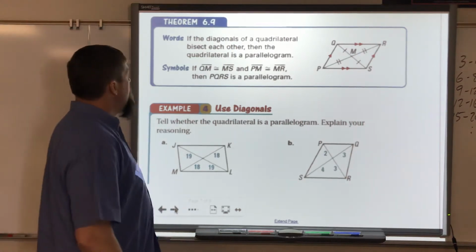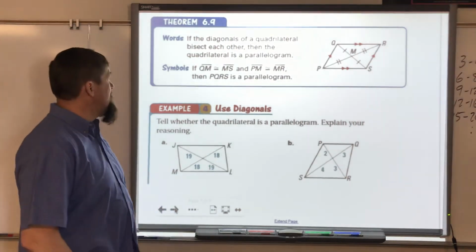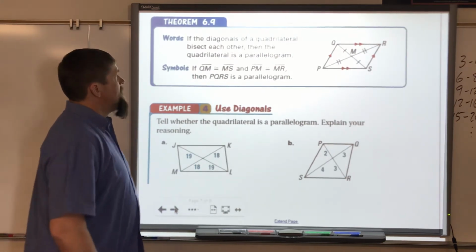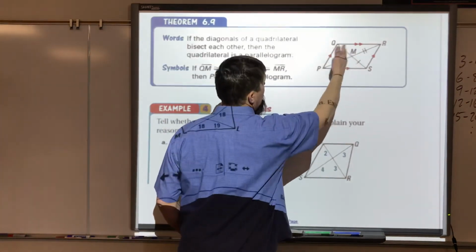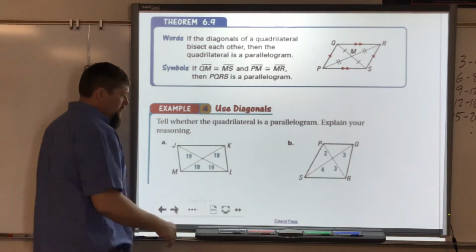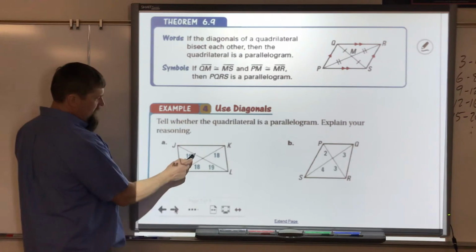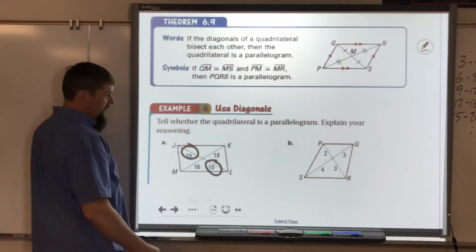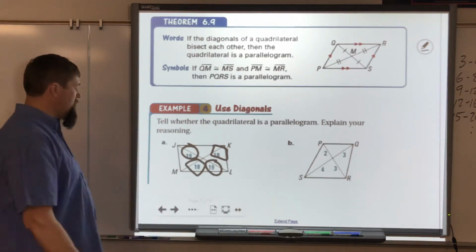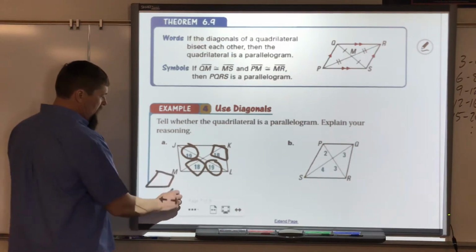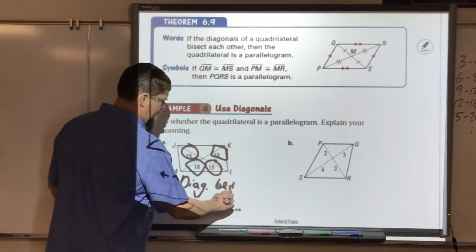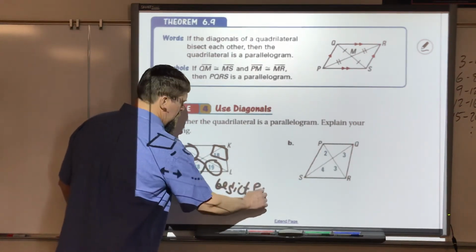The last one, I believe, is the diagonals of a quadrilateral bisect each other. Then the quadrilateral is a parallelogram. Okay, so here it basically says that if you have diagonals that are split up in two by each other, then it is a parallelogram. So when we look at this one here, 19 and 19 are the same. 18 and 18 are the same, so basically the diagonals do bisect each other. So we know that it is a parallelogram because diagonals bisect each other.